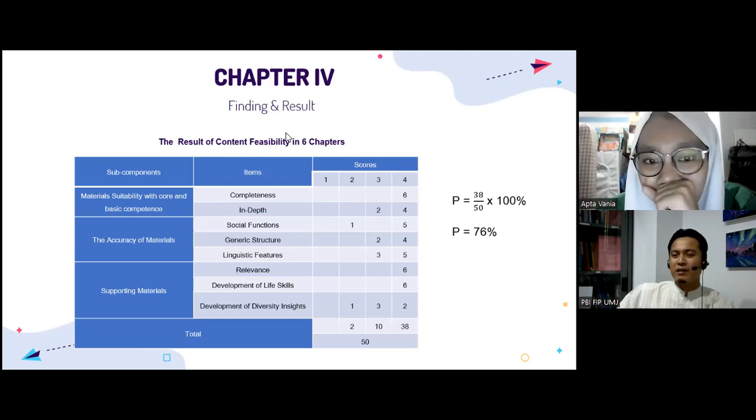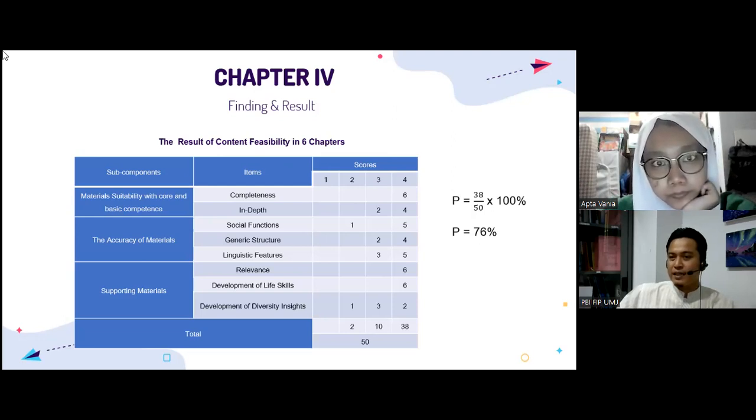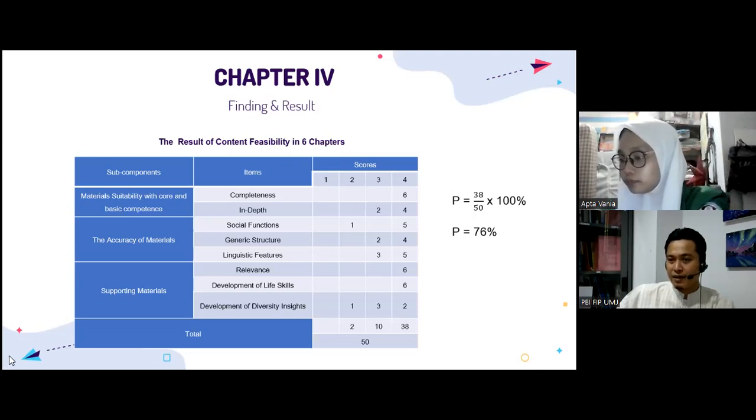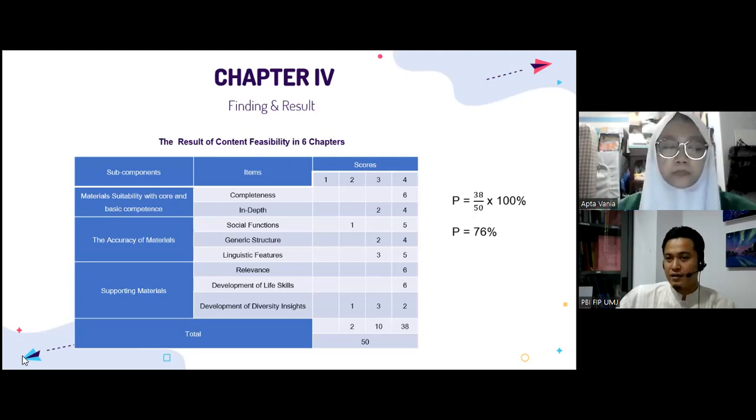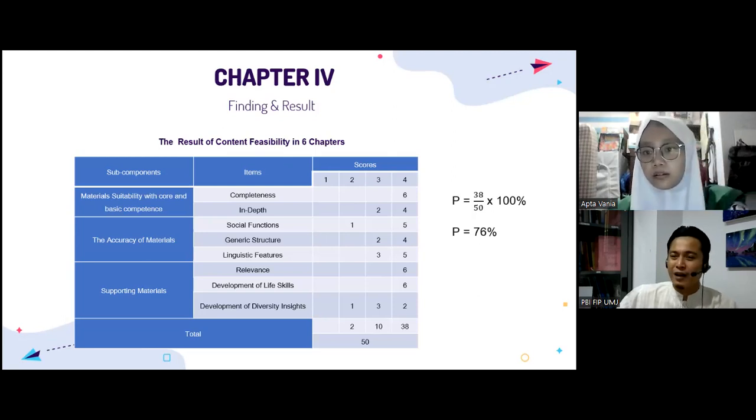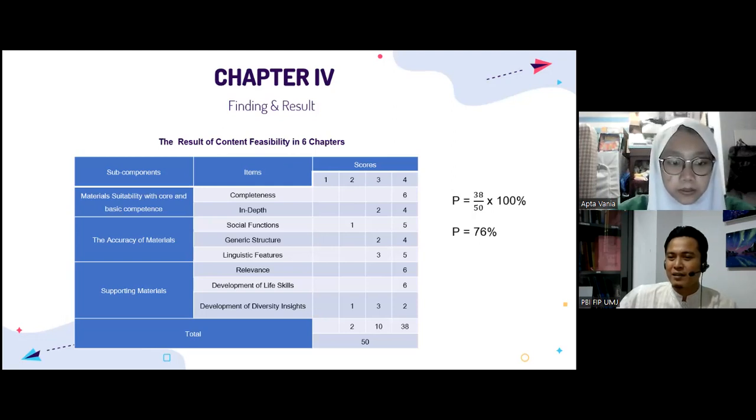Now let's have a look at the items. The item, the completeness. Based on the possibility in 6 chapters, you're mentioning 6 over there, and 6 here is the maximum score 4. Okay, and then in-depth, now can we have a look at the second one? The score here is 2, and then the total is 4. It's kind of strange. And then social function 1, and the total here is 5. And the next one, the generic structure 2, and then we also got 4, 3, and so on. How to read this figure, please?